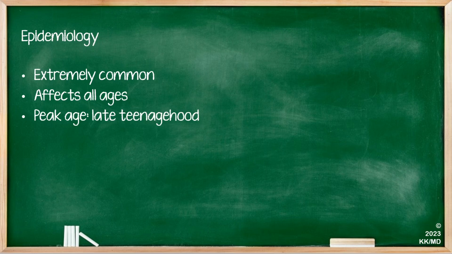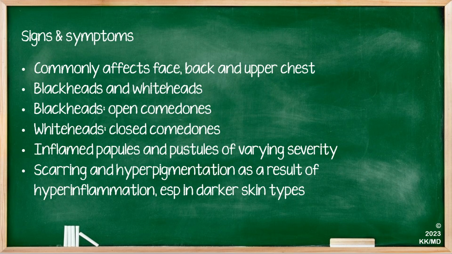Acne is extremely common. It affects all ages, but the peak age is in late teenagehood. Signs and symptoms primarily encompass blackheads and whiteheads, which cover the face, back, and upper chest. Blackheads are open comedones, whereas whiteheads are closed comedones. Inflamed papules and pustules can be of varying severity. Scarring and hyperpigmentation may result due to hyperinflammation, particularly in darker skin types.